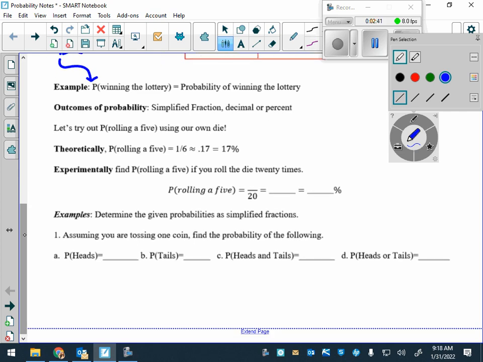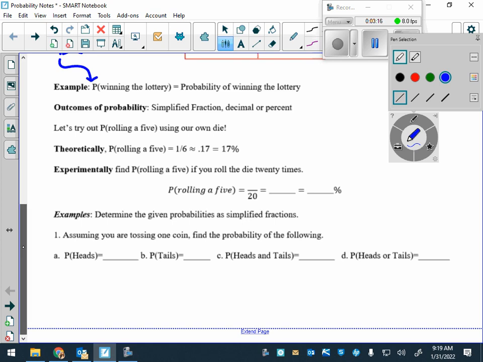So, for example, if you had rolling a 5 using your own die, okay, so what is the probability of rolling a 5? Well, theoretically it's 1 out of 6 chances of rolling a 5. Now, experimentally, say if we rolled it 20 times, how many times we get a 5 would go, whatever number, out of 20, okay? That's experimental. Theoretical is what happens, 1 out of 6, and experimental is what actually does happen.